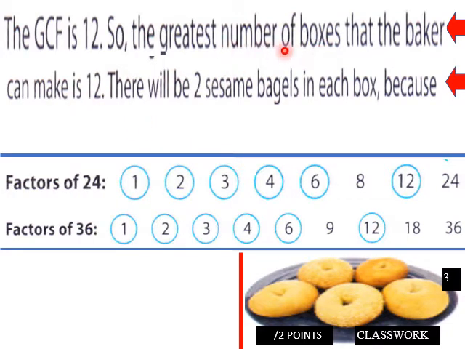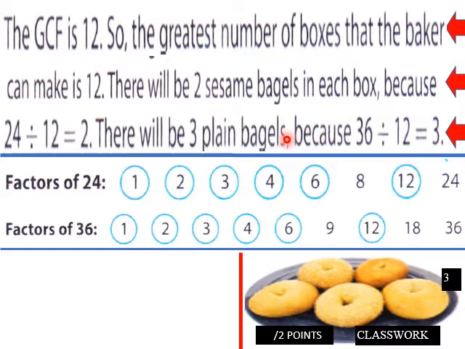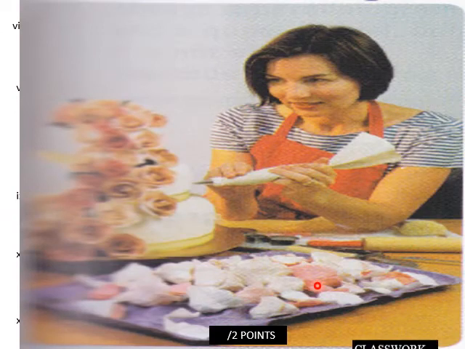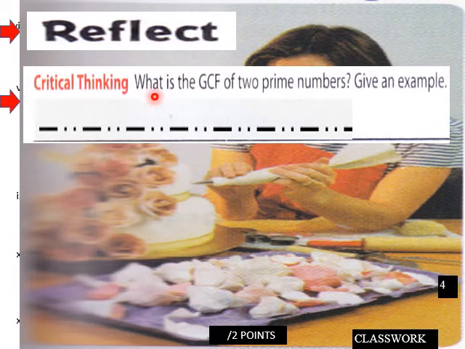So the greatest number of boxes that the baker can make is 12. There will be 2 sesame bagels in each box because 24 divided by 12 is 2. So remember, we got 24 of the sesames, so we can only have 2 sesames per box. And then 3 plains, because 36 divided by 12 is 3, so we'd have 3 of the plains and then 2 of the sesame. Okay, what do we just do?